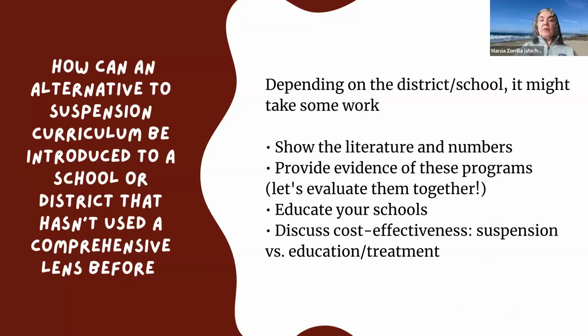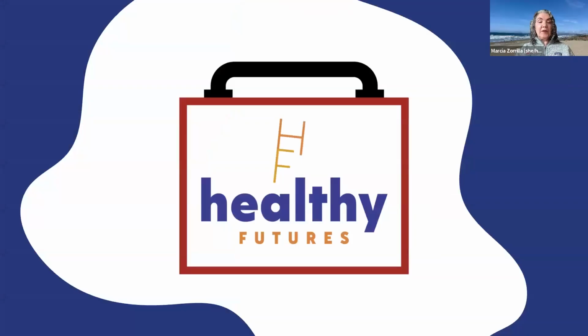So depending where you're at in your district or your school, when it comes to an alternative to suspension as a way to introduce it to a school or a school district, what we recommend is showing the literature, the numbers, providing evidence of those programs, educating your schools, and then discussing cost effectiveness of suspension versus education and treatment. So that's why we have a lot of the literature available for people. That's something that comes up quite a bit and did come up quite a bit in earlier trainings that we did.